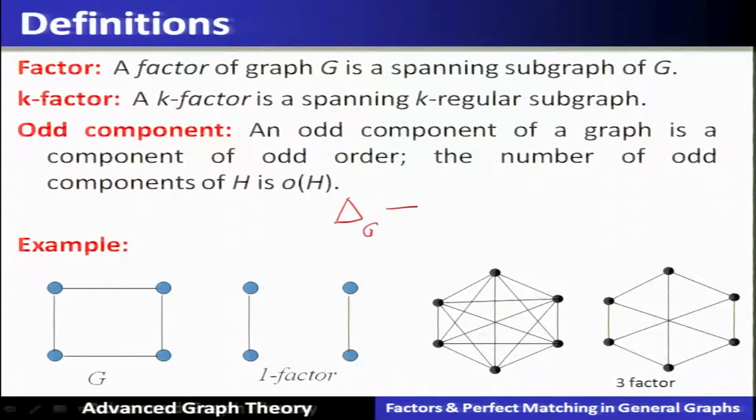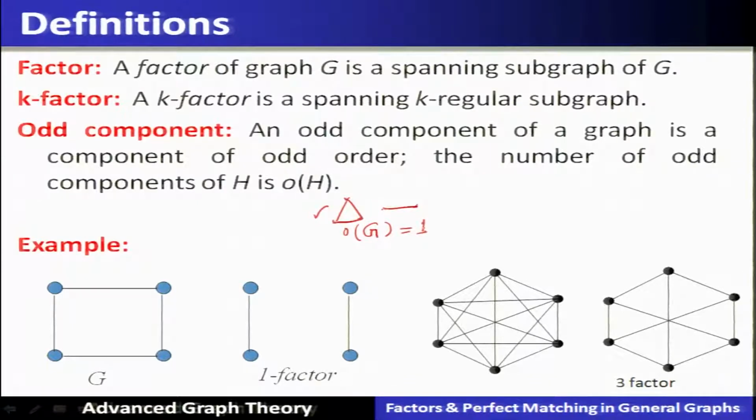Let us say this is a graph having two components. Then this particular component is an odd component. Why? Because it has an odd number of vertices in this component, and this other component has two vertices, which is even. So, how many odd components are present in this graph? Only one odd component is present.